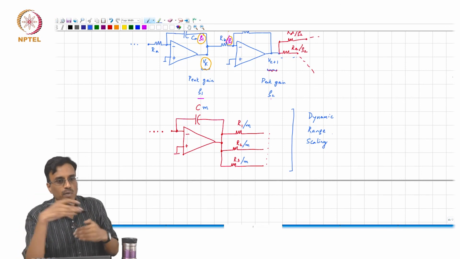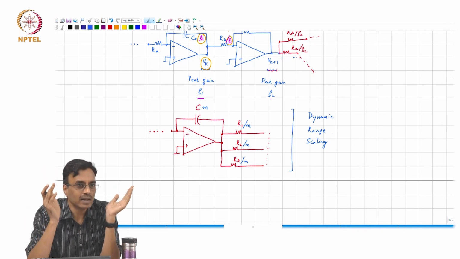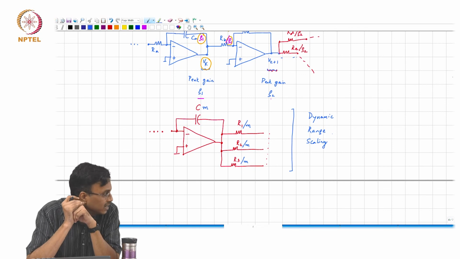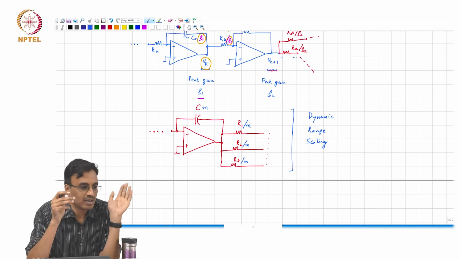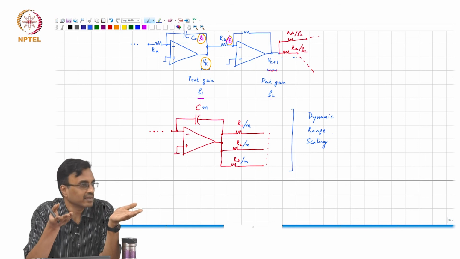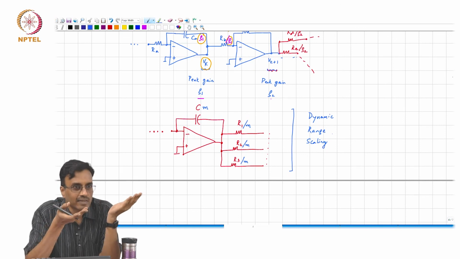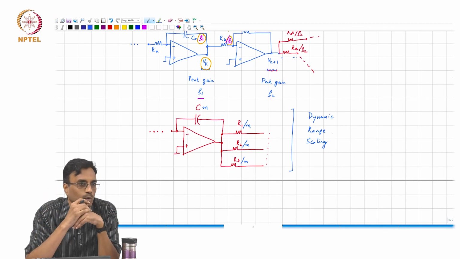This ratio of maximum possible signal to minimum possible signal is called the dynamic range. Today, with what you know so far, you can probably only appreciate that there is a maximum limit. When we discuss noise, we will discuss the minimum limit, and the ratio of the maximum limit to the minimum limit is what is called dynamic range.